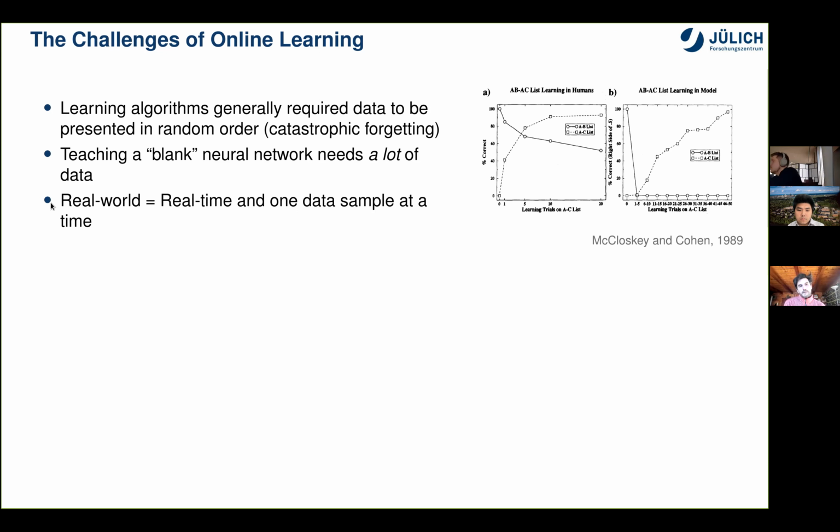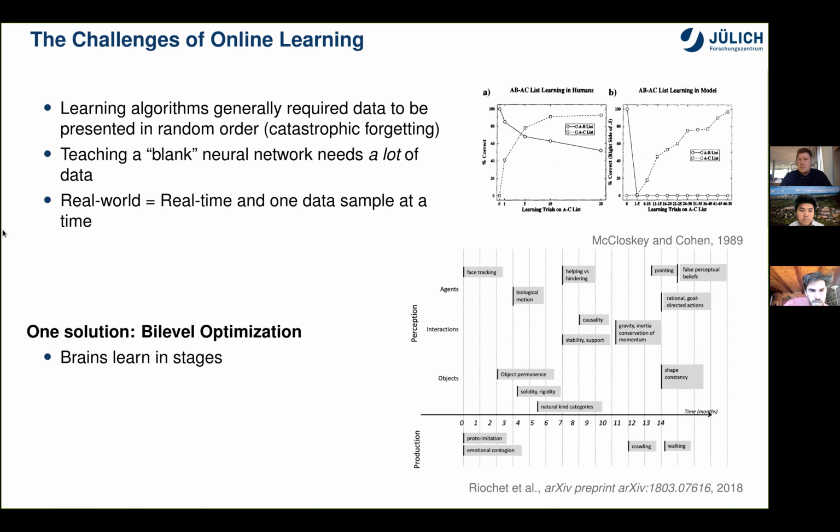And also, real world learning can be very slow, because real world means real time and only one data sample at a time. So it is really a good idea to have this starting point for a neural network rather than training it from scratch. But we also don't want to learn on the hardware from scratch. So a solution to this is what is now being called bi-level optimization.